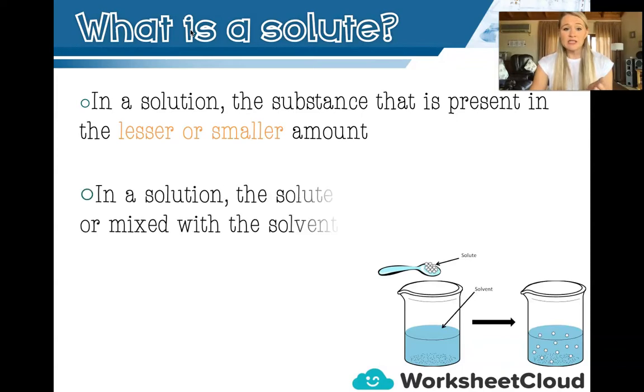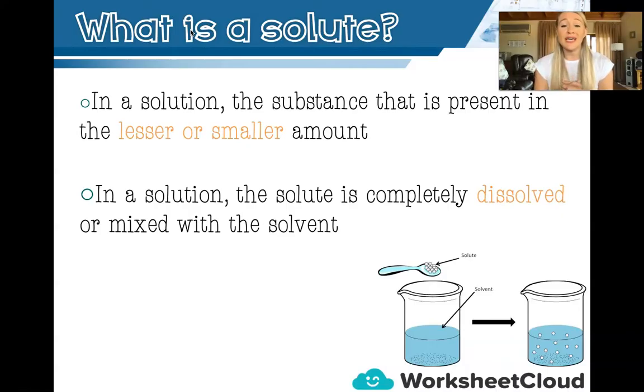The other thing about a solute is that in a solution, the solute is completely dissolved or mixed with the solvent. Later on in this lesson, we are going to look at soluble and insoluble substances, and I'm going to explain what that means. We're going to look at solutes that are soluble and solutes that are insoluble, but we will come to that in a little bit.